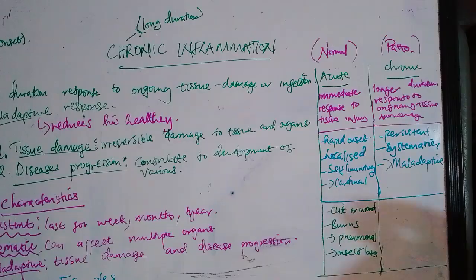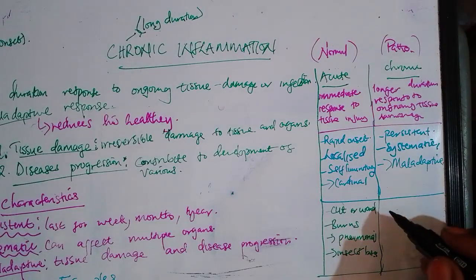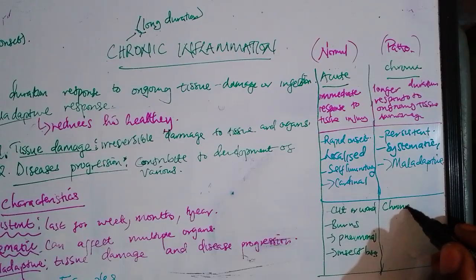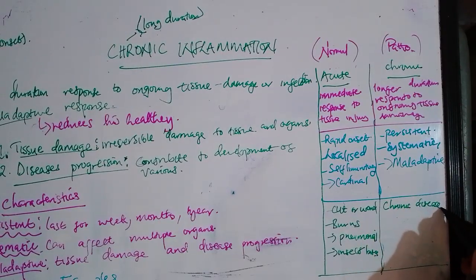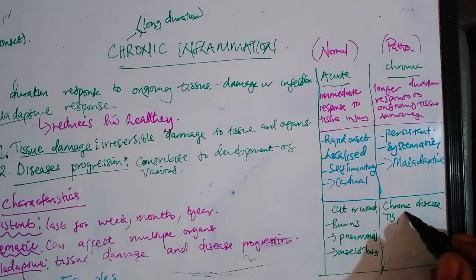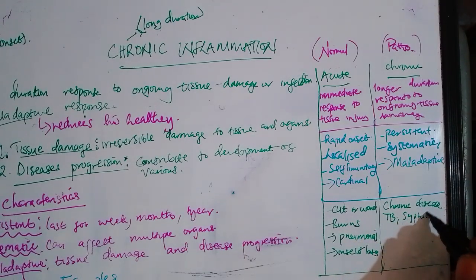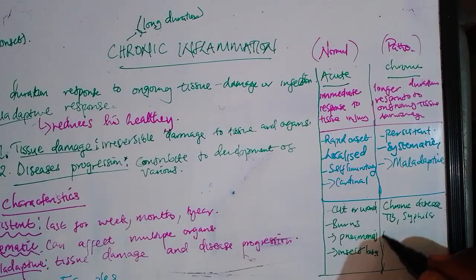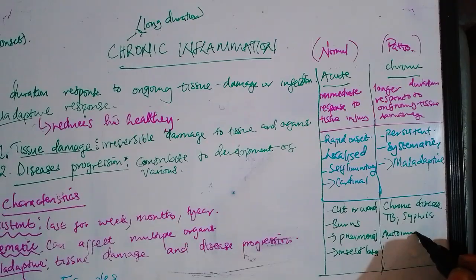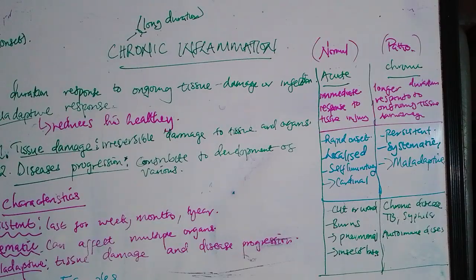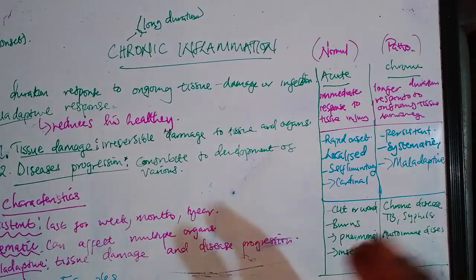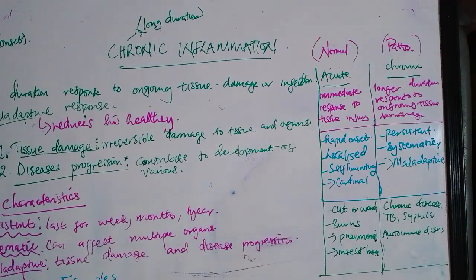Then when you hear the word chronic, just remember that these are diseases. First, we have chronic diseases like TB and syphilis. Then we also have autoimmune disease like rheumatoid arthritis. So you can write this table and review it. You will be able to study the entire topic of acute and chronic inflammation, the types, in less than 10 minutes. So this is where my part 2 video ends.